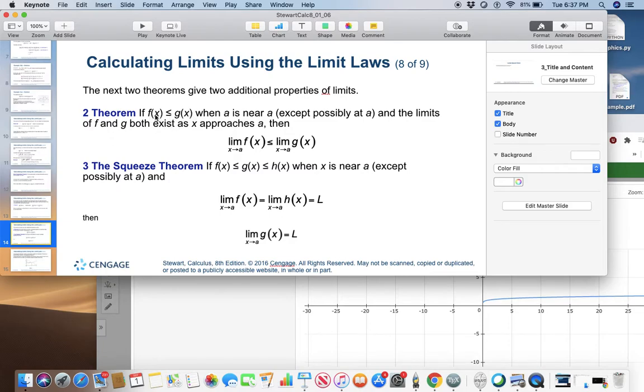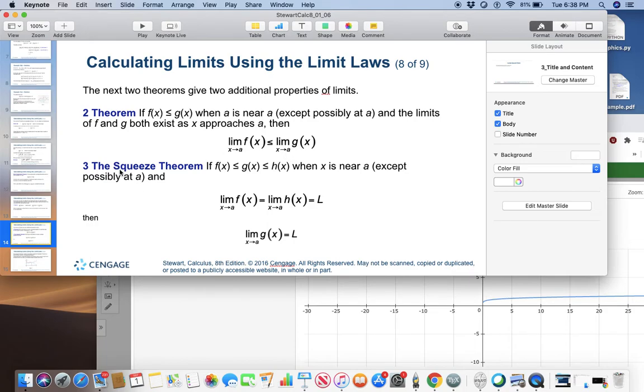If you have two functions f and g such that f is always less than or equal to g whenever we are near a number a, okay, near, except possibly at a, who cares, as long as near a, f of x is less than or equal to g of x and the two limits exist, then the limit as x approaches a of f of x is less than or equal to the limit as x approaches a of g of x.